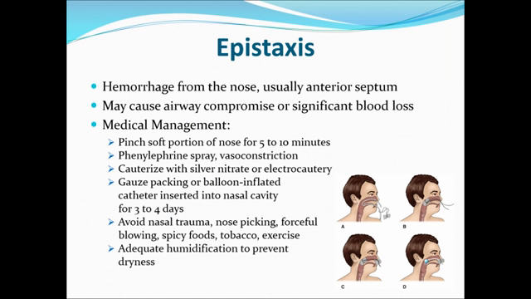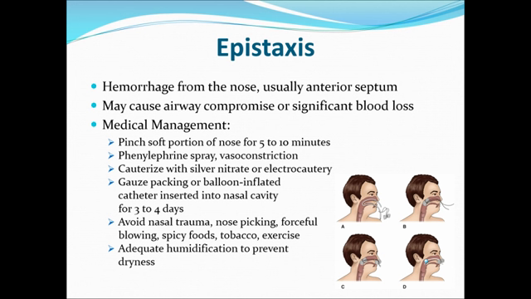Switching gears to a different problem, epistaxis, or basically hemorrhage from the nose. It's usually from the anterior septum, and the issue with this is because it can cause airway compromise. If they aspirate that blood, it's going to affect their gas exchange, their airway, or it can cause significant blood loss in severe cases, and then we're looking at a hypovolemic shock.